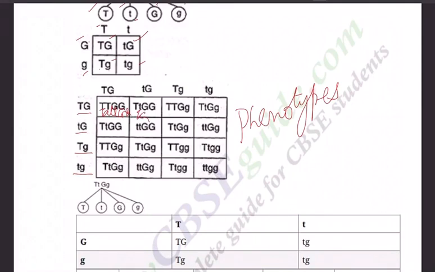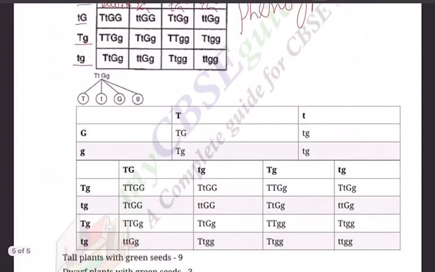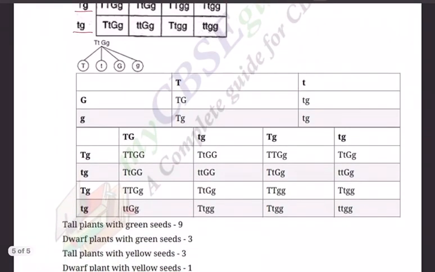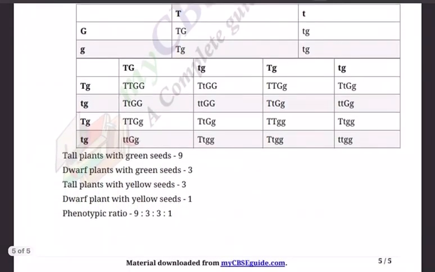Say this is tall and green because of capital T, capital G. Similarly, tall and green, tall and green, tall and green. Just below the genotype you write it, and then you can arrive at the result like this. So tall plants with green seeds 9, dwarf plants with green seeds 3, tall plants with yellow seeds 3, dwarf plants with yellow seeds 1. So the phenotypic ratio is typically 9:3:3:1. So work this out. At least 2 to 3 examples, work out with different phenotypic characters, and you'll become perfect.